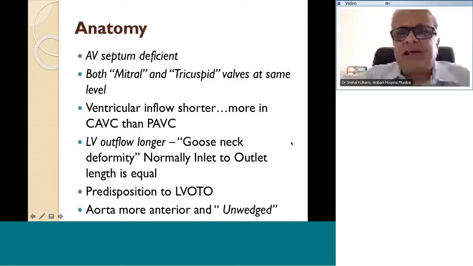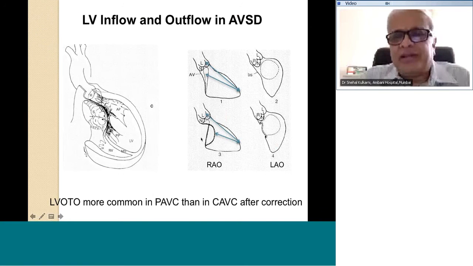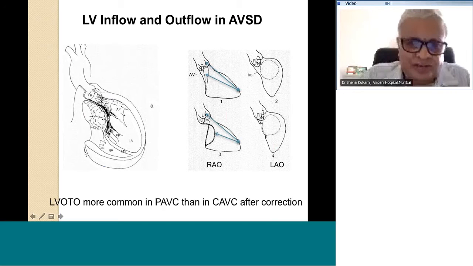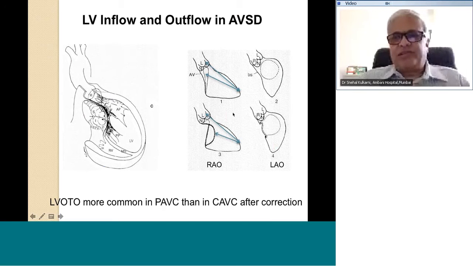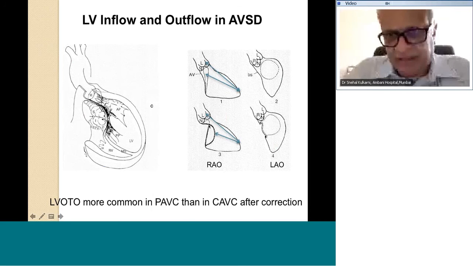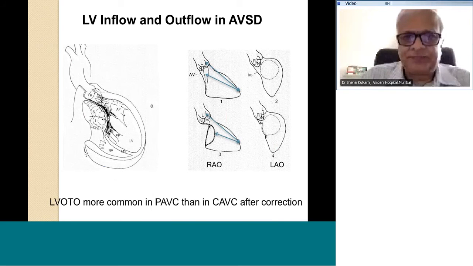So this is what I'm talking about. If you see the normal heart and the AV canal defects, you find there's an apical deviation because of the absence of the septum, and you have a shorter inflow and commensurately a longer outflow, giving rise to what's called a gooseneck deformity in this region. Unfortunately, most of this is seen only by echo nowadays, not angiograms, because we hardly do these for AV canals today.